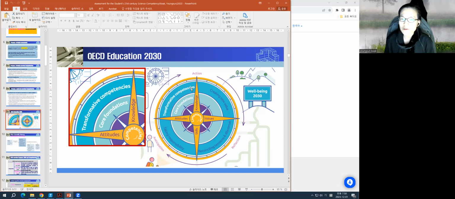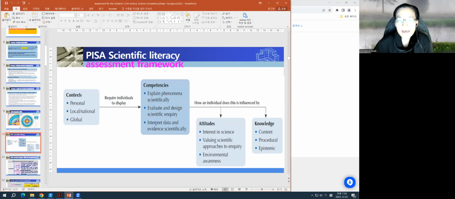We needed to develop students' transformative competencies through teaching science knowledge and science skills and science attitude and values. You need to put those three dimensions, such as knowledge, skills, attitude, and values, into your national level science curriculum. So, since we have so-called competency-based curriculum, we need to assess science competency.